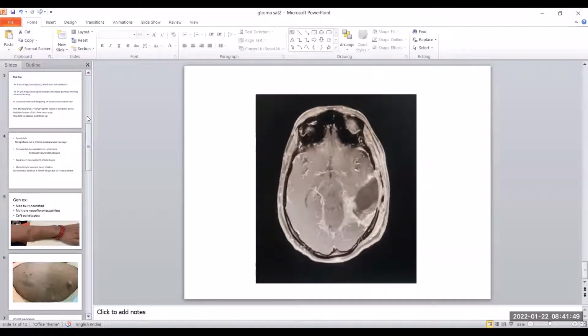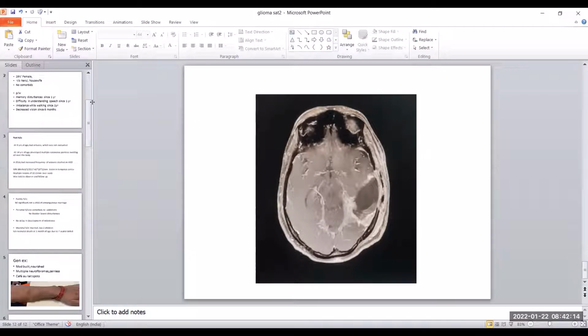She is a 29-year-old with no comorbids. She had seizures at 8 years of age. First seizure onset is at 8 years of age, and she has multiple neurofibromas with café-au-lait spots. And she has a 7 centimeter lesion in the temporal. Summarize the history. Don't go for physical examination and radiological findings.